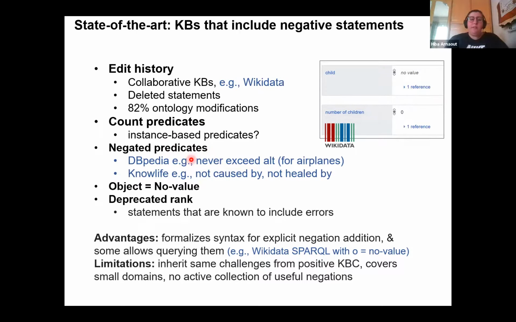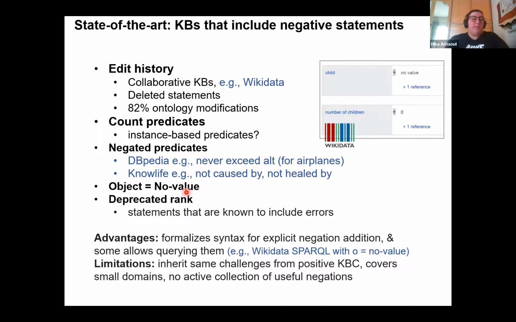Another way of presenting negation is negated predicates. So predicates that are dedicated to expressing negation have negative keywords in them. For example, with Wikipedia, you have "never exceeded altitude" for some airplanes. With a medical knowledge base, you have "not caused by" or "not healed by" for some diseases. But again, this is just a handful. So it's not that for every positive relation, you have a negative one.